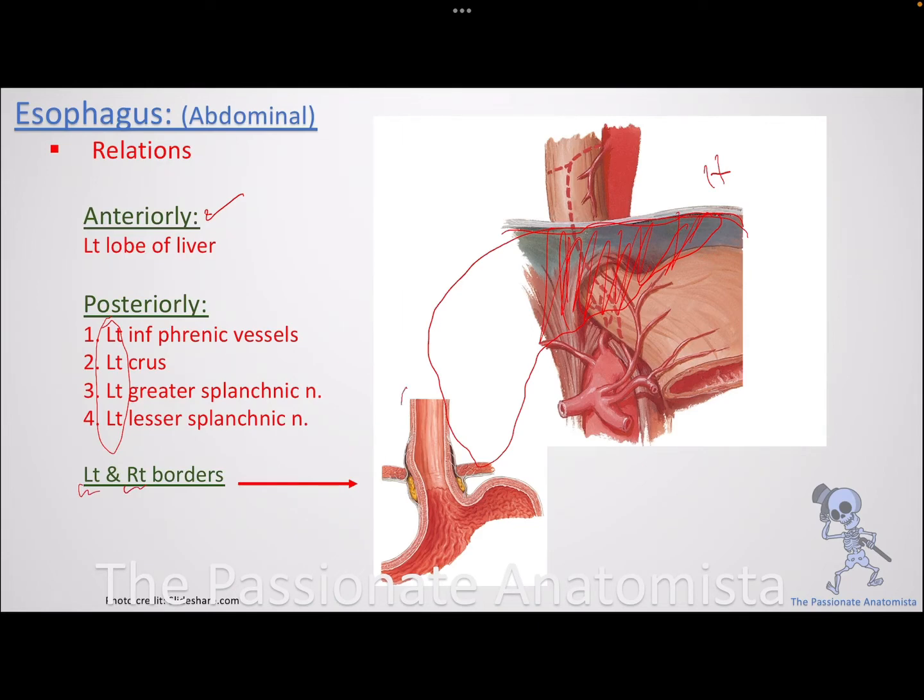If you look at the right border, you will find that it's continuous with the lesser curvature of the stomach. Here is your lesser curvature. So the right side is continuous with the lesser curvature of the stomach, and the left side is basically continuous with the cardiac notch of the stomach.